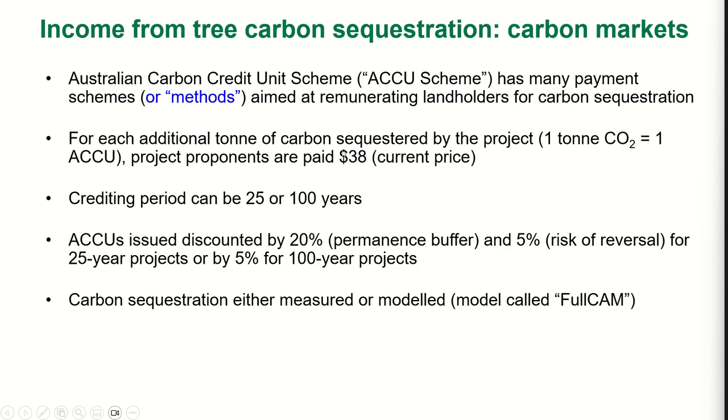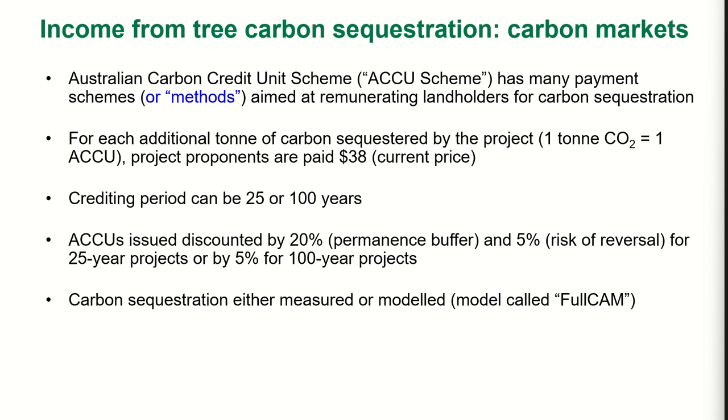The crediting period, it's a long-term game. So the minimum period is 25 years, and the maximum period for the Australian government scheme is 100 years. So it's a long-term game. ACCUs for the short carbon projects of 25 years receive a discount in case you've lost carbon. That can be due to a drought, for example, or even a bushfire where some trees burn down and you've lost some of the carbon that you've sequestered.